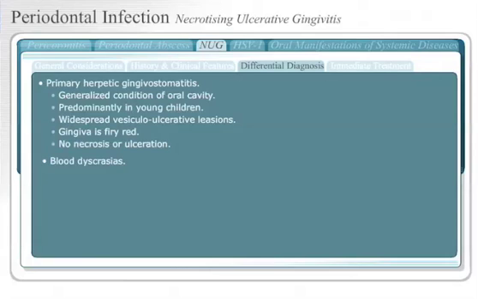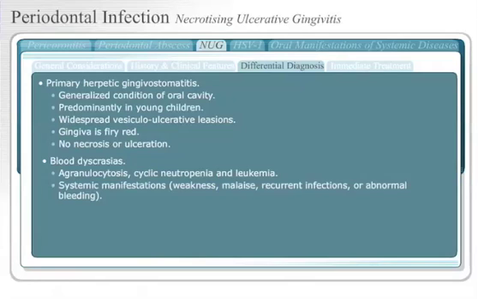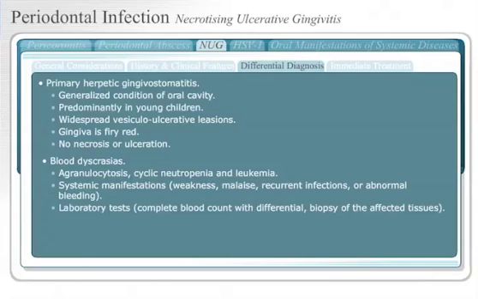Blood dyscrasias such as agranulocytosis, cyclic neutropenia, and leukemia must always be considered. These conditions also may include systemic manifestations such as weakness, malaise, recurrent infections, or abnormal bleeding. Laboratory tests, including a complete blood count with differential, are indicated, as well as a biopsy of the affected tissues.